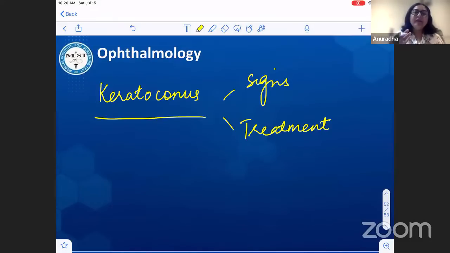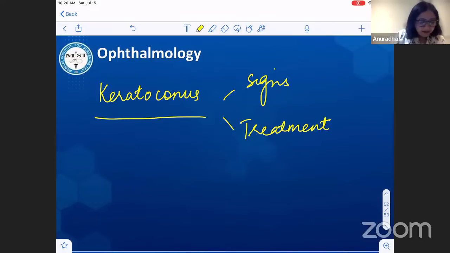In progressive keratoconus, we do collagen cross-linking, which is also called C3R. When there is thinning of the cornea, we do Intacs, as I showed you. When there is scarring of the cornea or the keratoconus is very advanced, then you do keratoplasty. So, signs and treatment.